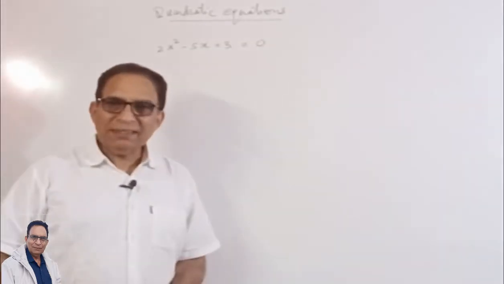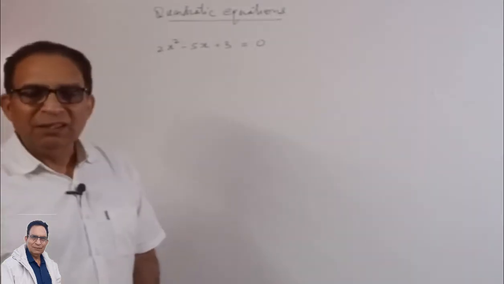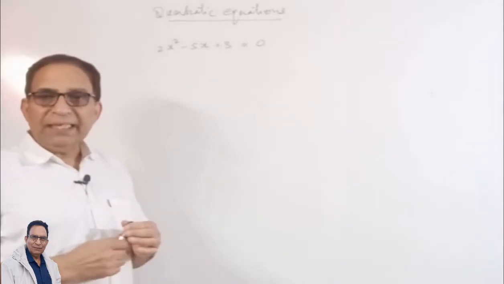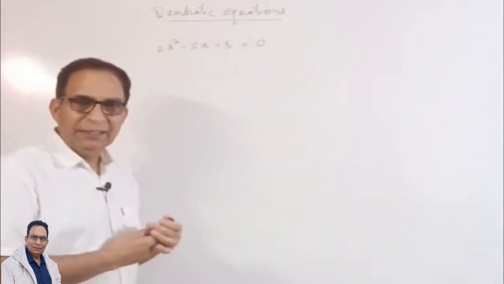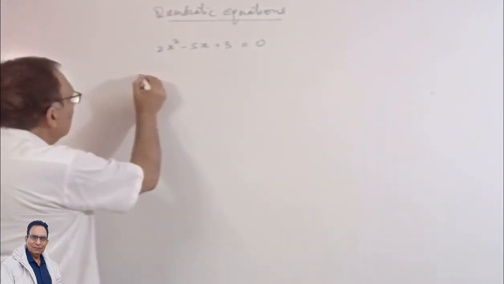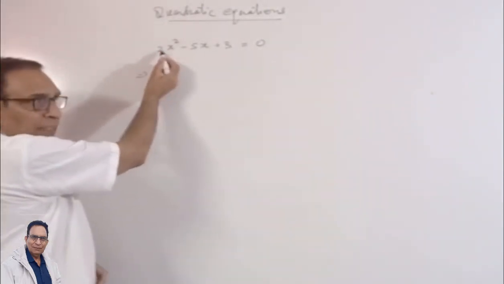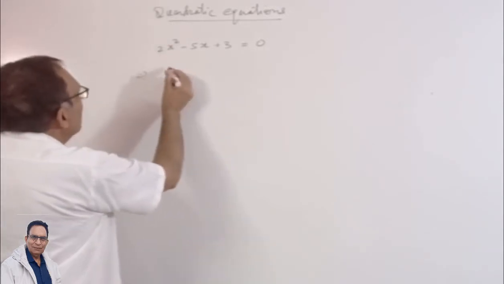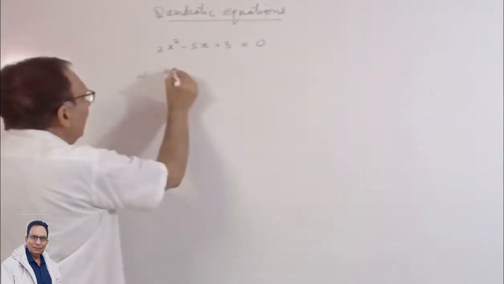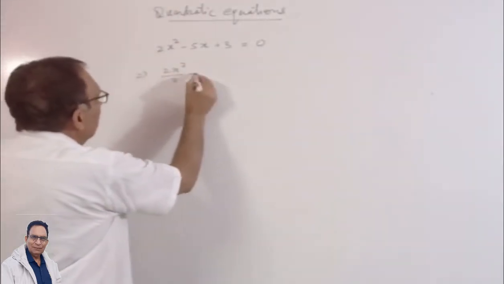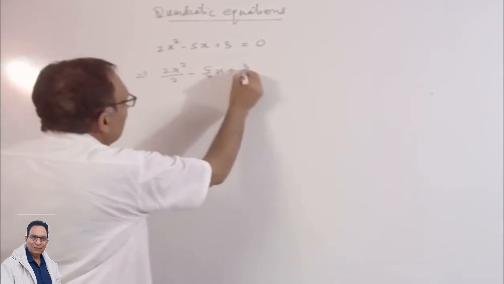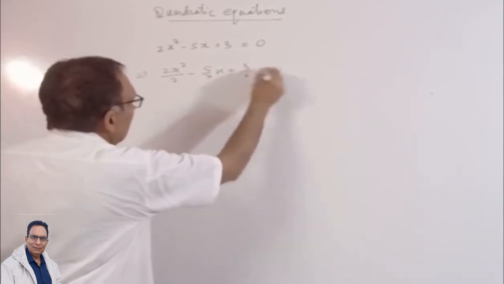To practice how we can find out the value of x in a quadratic equation by completing the square on both the sides, I have taken an example. So what we do now: the coefficient of x square is 2. Divide the whole equation by this 2, meaning 2x square over 2 minus 5 over 2x plus 3 over 2 is equal to 0.